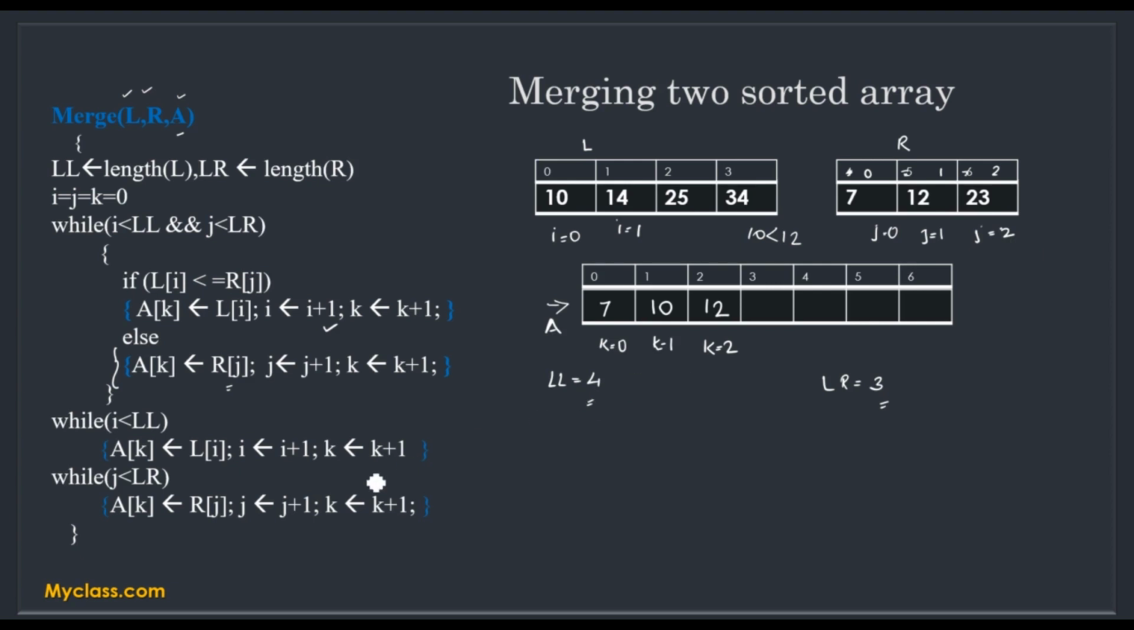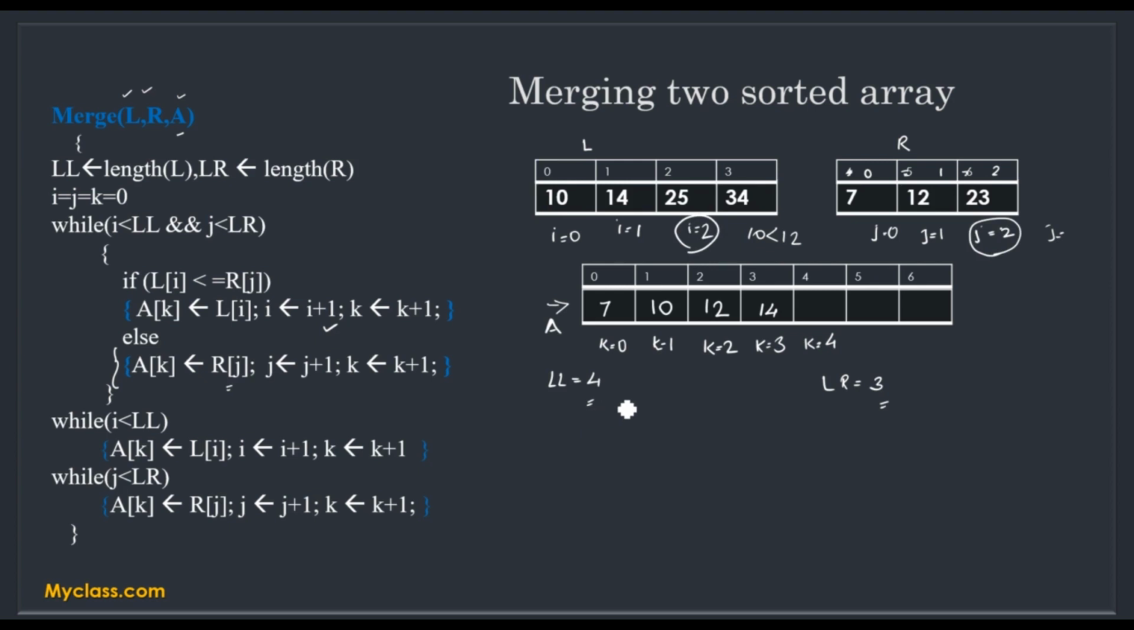When J equal to 2, 2 is also less than 3 and I equal to 1, which is also less than 4. So we are checking again. 14 is less than 23. Yes, so now it's the turn of 14. 14 will be inserted here and I will be incremented. Now K is 4, I equal to 2 and J equal to 2.